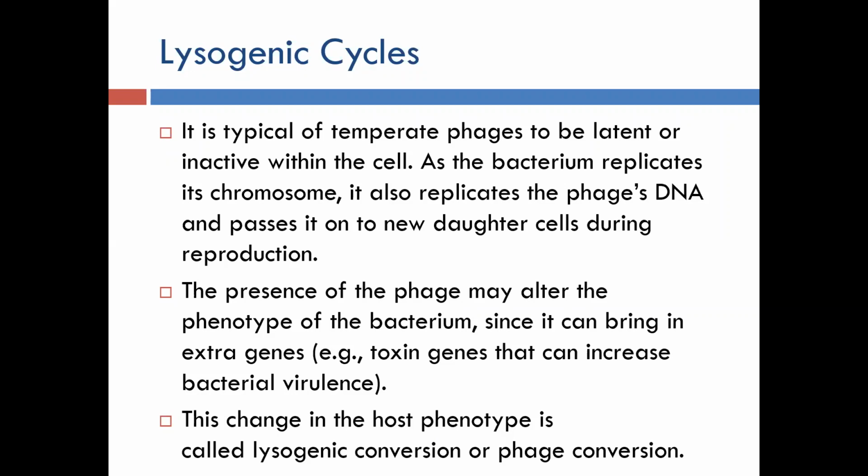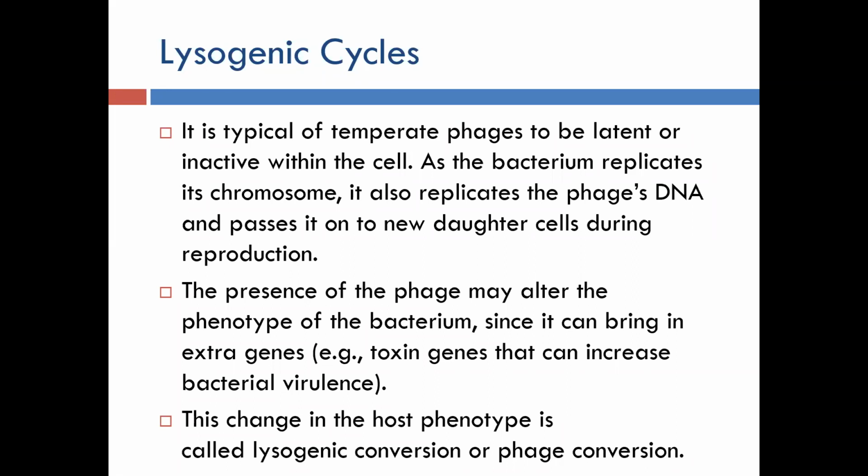Whenever the virus is ready to continue its replication and assembly, it allows for the DNA of the virus to be created, and it allows assembly. The lysogenic cycle may allow for the progression into a lytic cycle, where it then continues to multiply and breaks free of the cell. The presence of the phage may alter the phenotype of the bacterium since it brings in extra genes, so it's integrating its DNA or RNA into the DNA of the bacteria itself. That changes the genotype of the host, and therefore also changes the phenotype.